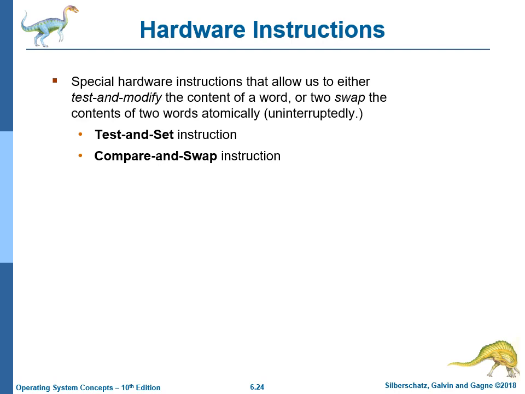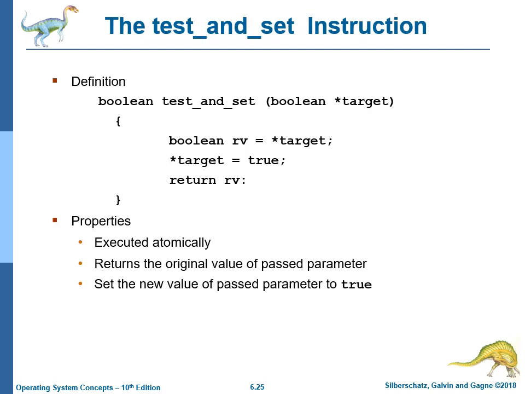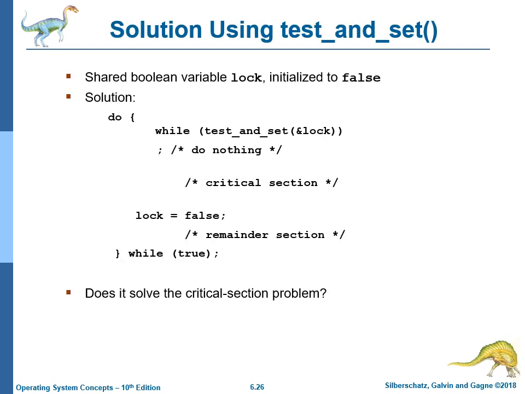For the compare and swap instruction, it contrasts with test and set. It operates on three operands, where the operand value is set to a new value only if the expression matches. So this is the test and set instruction that I explained earlier. The boolean test and set instruction has a boolean and also the target. Normally, this test and set instruction executes atomically. It returns the original value of the first parameter, and then sets the new value of the parameter to true. This is a solution for test and set.